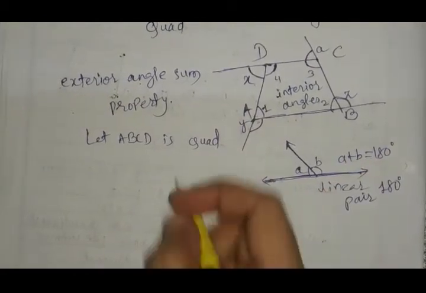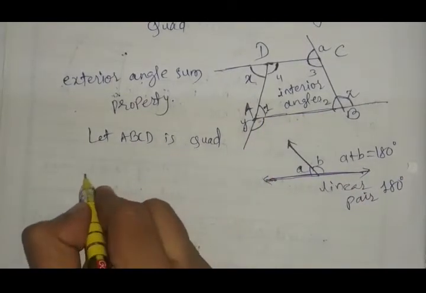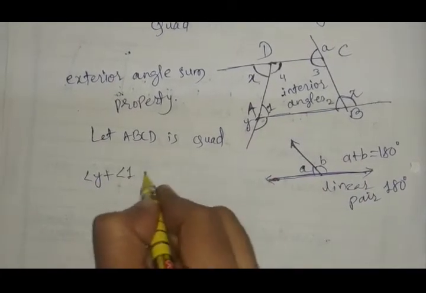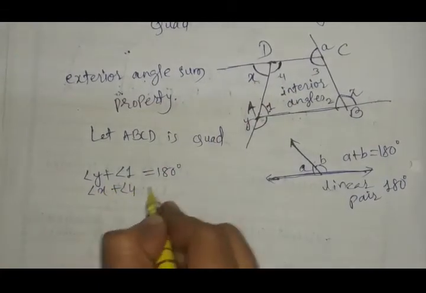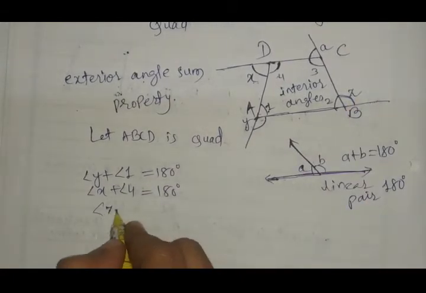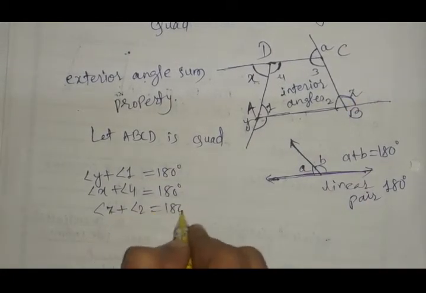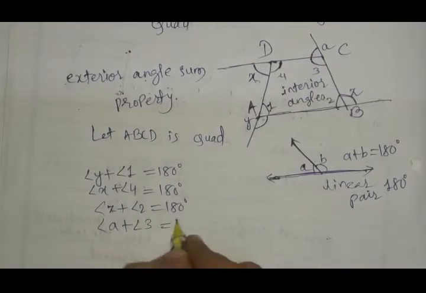So now if you notice here, angle y plus angle 1 is going to be 180 degrees. Again, angle x plus angle 4 is 180 degrees. Again, angle z plus angle 2 is 180 degrees. And here also, a linear pair, angle a plus angle 3 is what? 180 degrees.